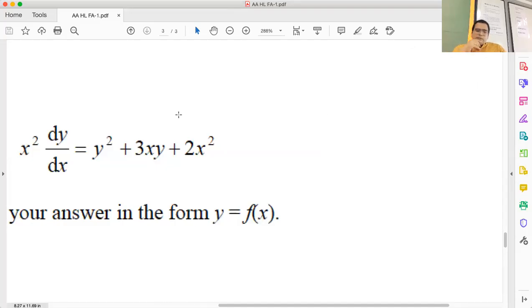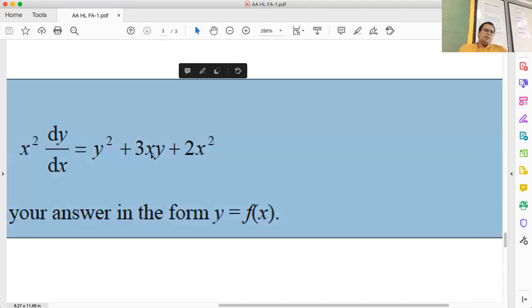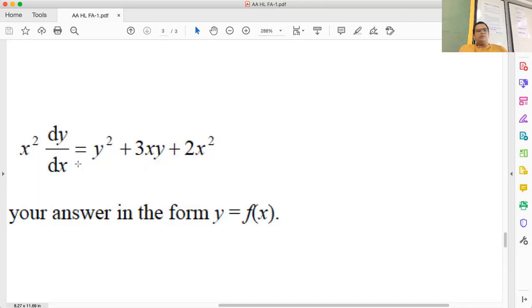So this question is basically about solving a differential equation, and the question is that you have to find the general solution of this differential equation in y equals f(x) form, meaning this has to be in explicit form. They have also given further data: when x is 1, y is -1.